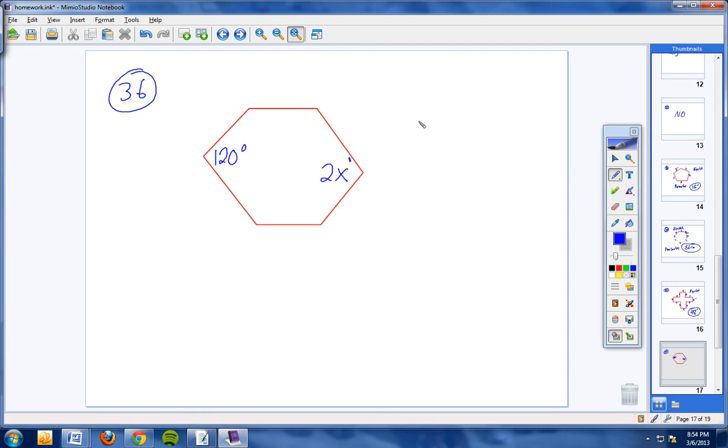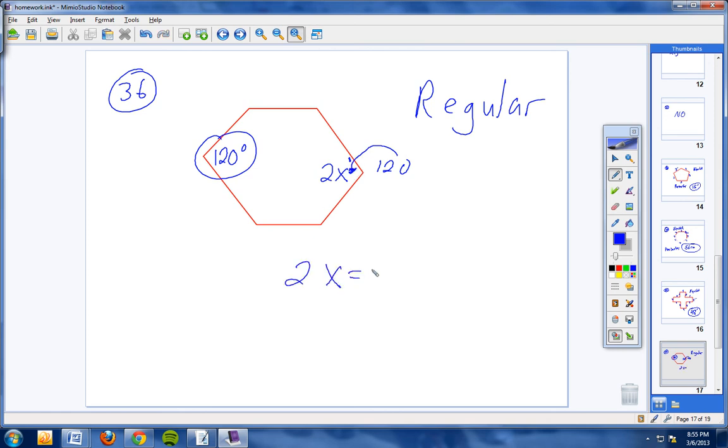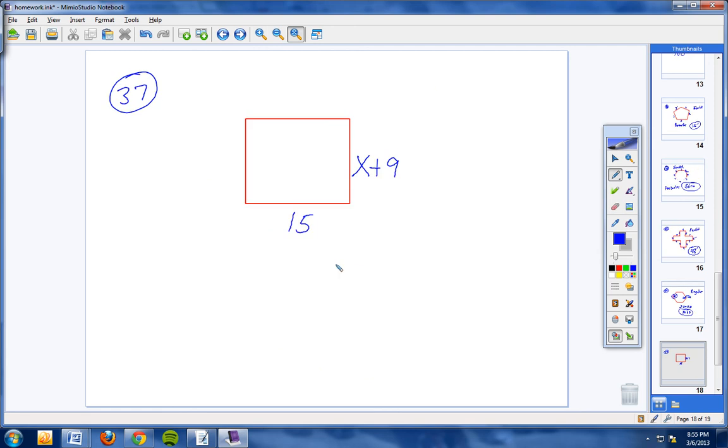Now 36, they tell us in the directions, 36, 37, and 38 are regular polygons. So we know all of the sides are congruent, and we know all of the angles are congruent. Now, they want us to solve for x. Well, if this angle here is 120 degrees, then we know this angle right here also has to be 120 degrees. So what can I say 2x equals? 2x equals 120. Divide both sides by 2, and you will get 60. So x equals 60.